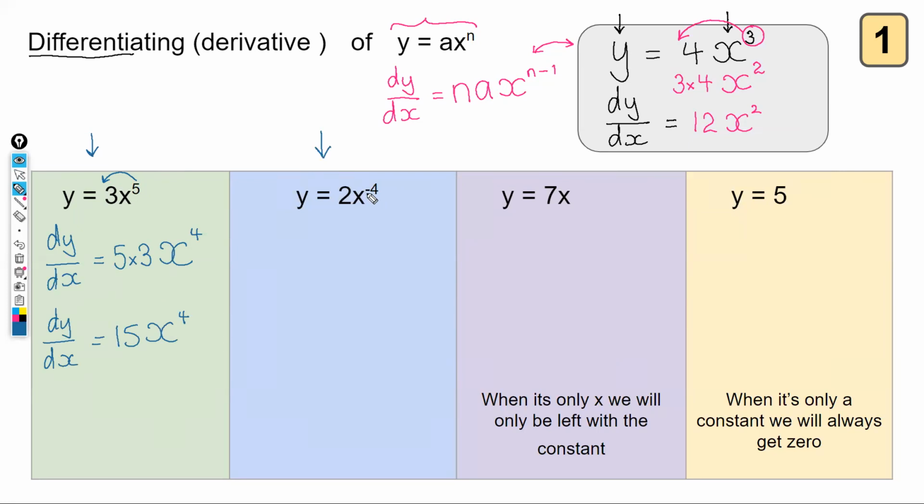Try the blue one here now. A small trick: notice the power is negative. Differentiate y is equal to 2x to the power minus 4. Videsh, wrong. Check it back.